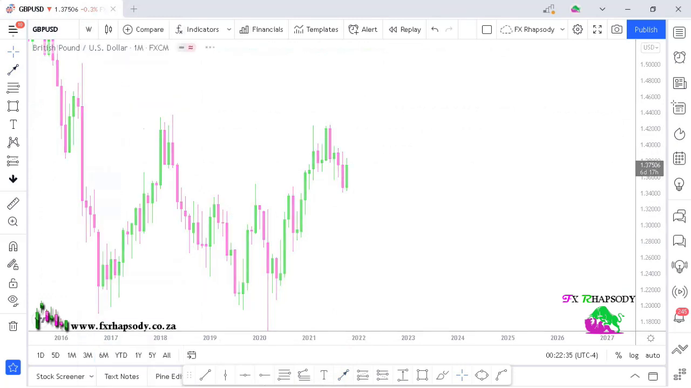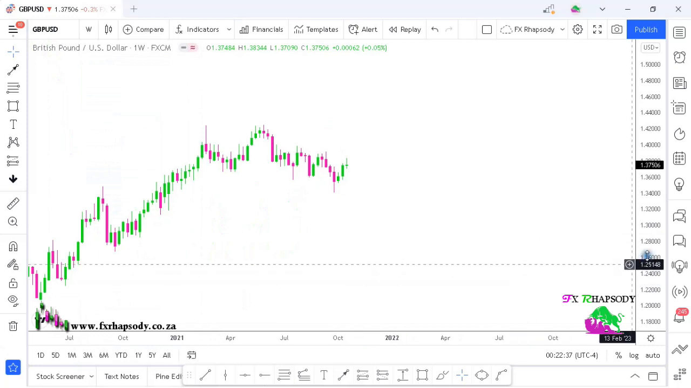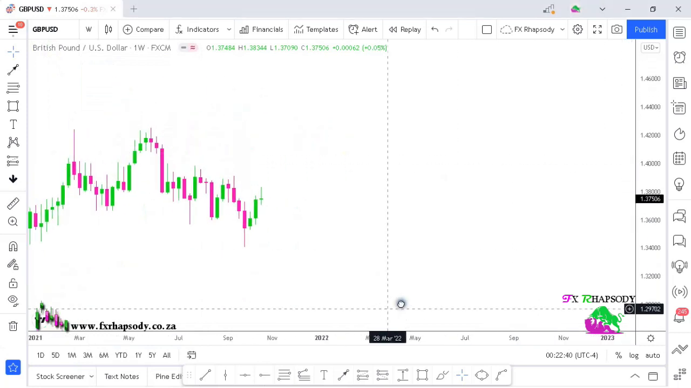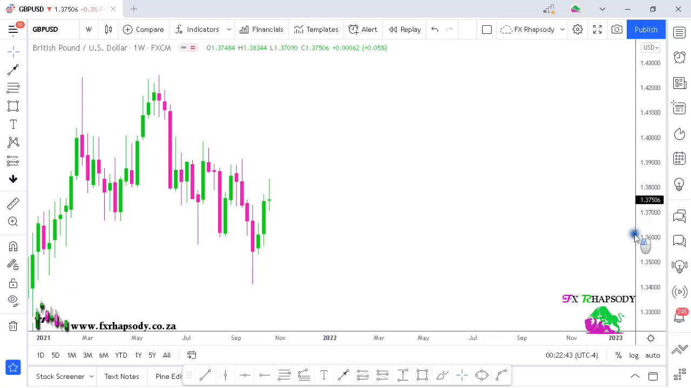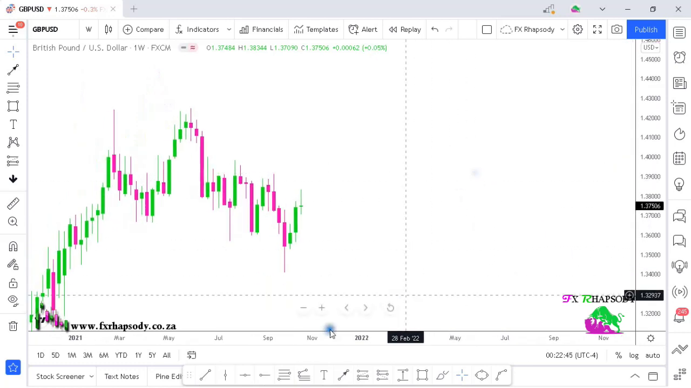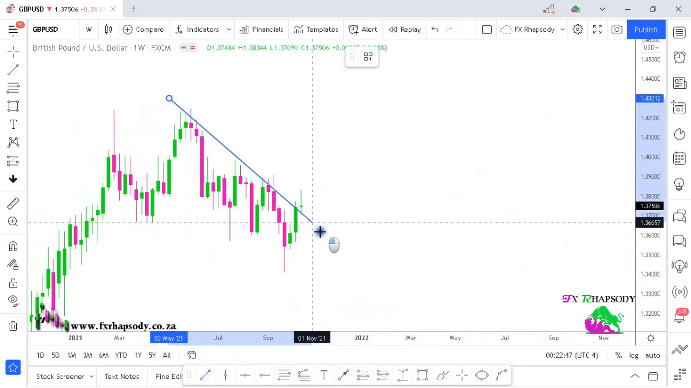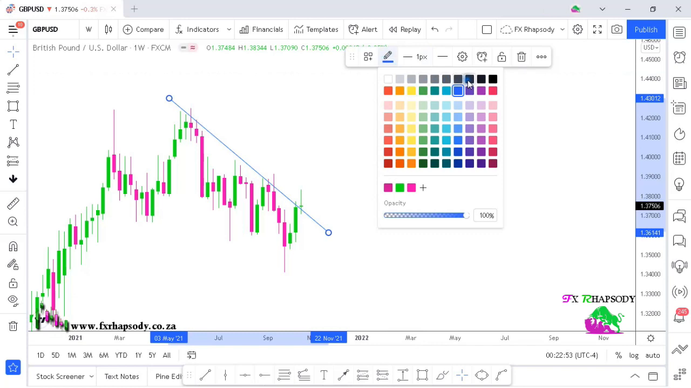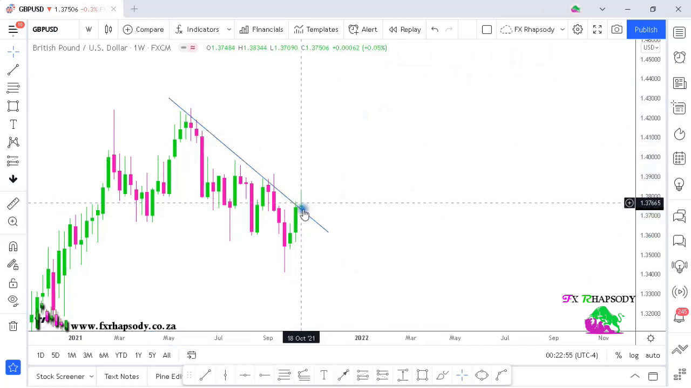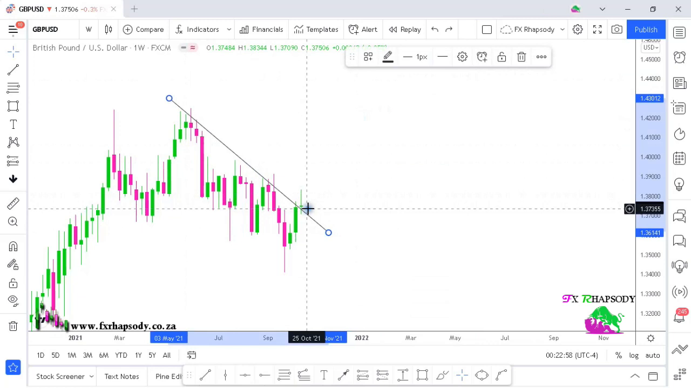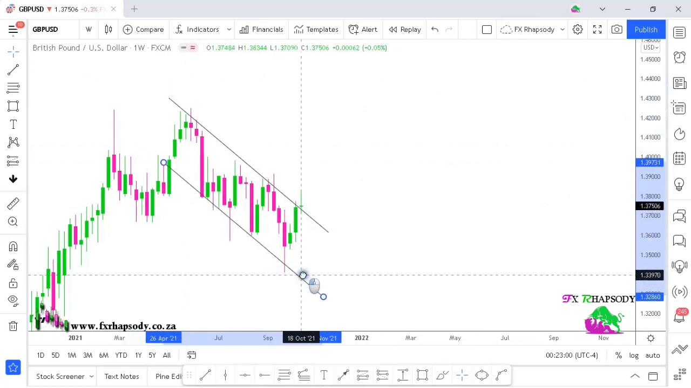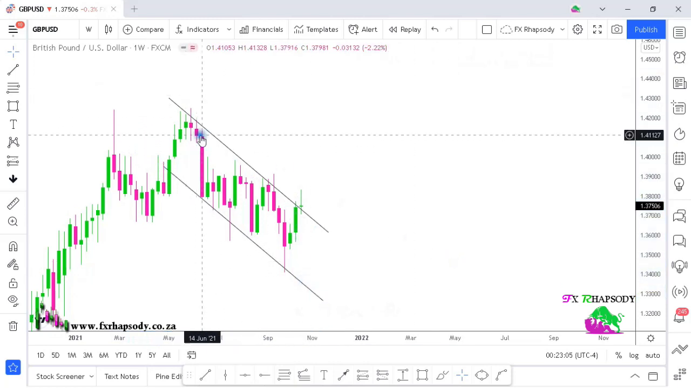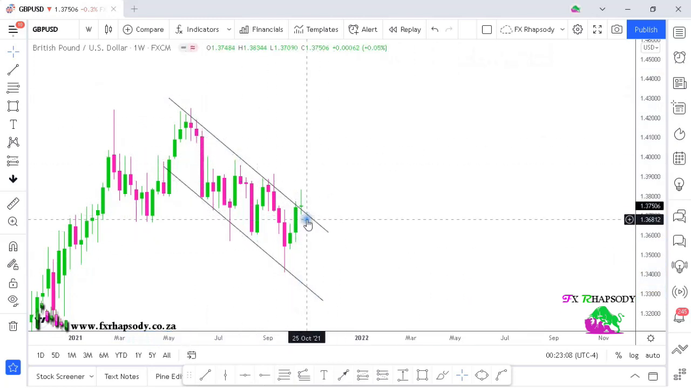I'll show you now. Okay, so on a weekly time frame, let's just expand it a little bit so we can see it a little better. Right here we can see that there was this nice trend line going down. It was a bearish movement to the downside. You can see it following that trend down. So now currently it broke that trend line and now it's retesting it again.